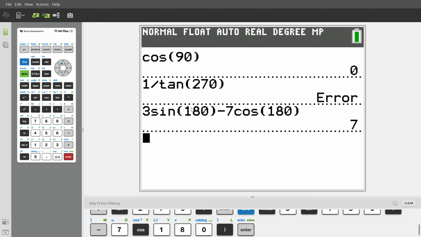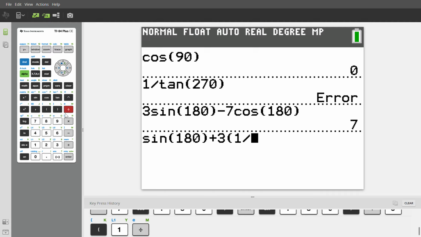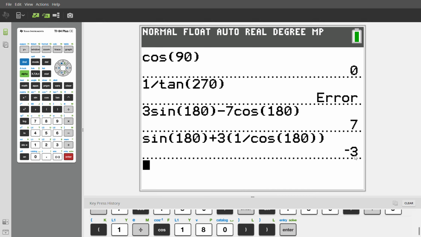And so one more. I'm taking sine of 180 plus 3 secant of 180. So you have to know that secant is 1 over cosine. So I'm going to put this in parentheses. 1 divided by the cosine of 180. And then I have to close the 180 parenthesis and the parenthesis before the 1. And then I'll hit enter. And I can see that that is -3.